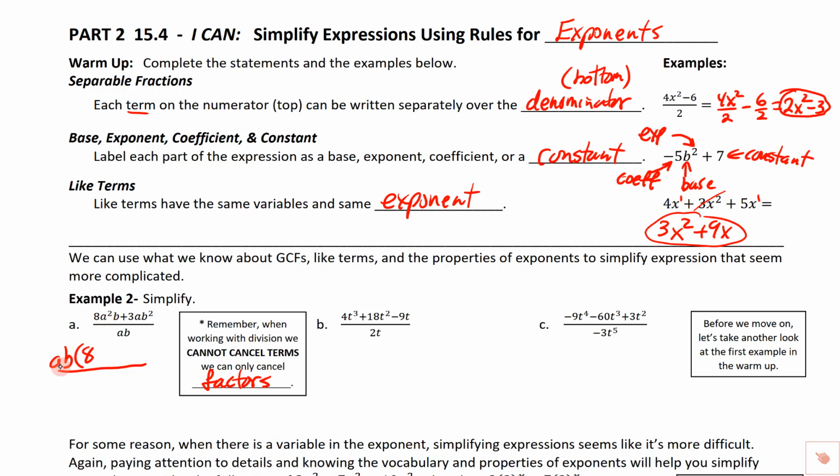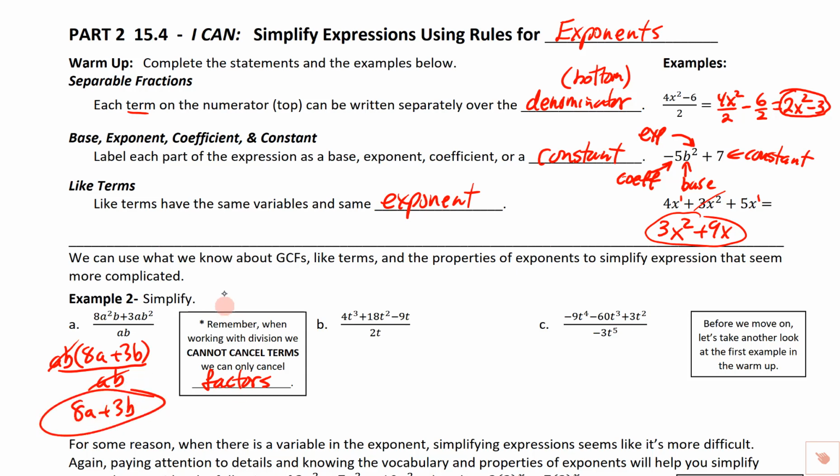We took out one of the a's, so that would mean there would be an a left. And we took out the b, so there's no b left. And then we've got a 3, okay? And we took out the a, so that one's gone. And we took out one of the b's, so there's one b left. So this is what we've got there. So this would be ab. And we can cancel this factor, a times b, with that factor of a times b. So we end up with 8a plus 3b.